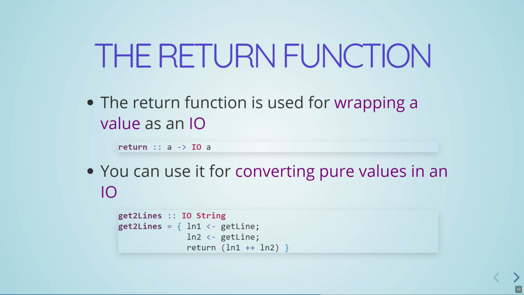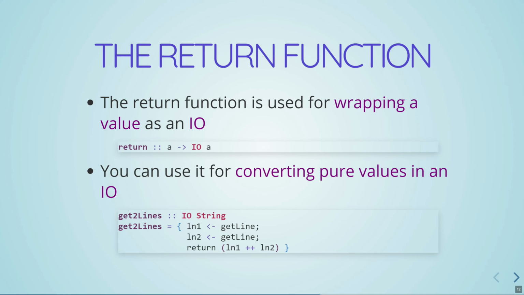So consider this function. This function will get 2 lines from the user and put them together. And maybe we want to modularize this as just one function, right? So we write this function, get 2 lines here. It gets 1 line, it gets another line. And now it can't just put the 2 lines together and return a string, but what it can do is put the 2 lines together and return it as an IO string by using return here.